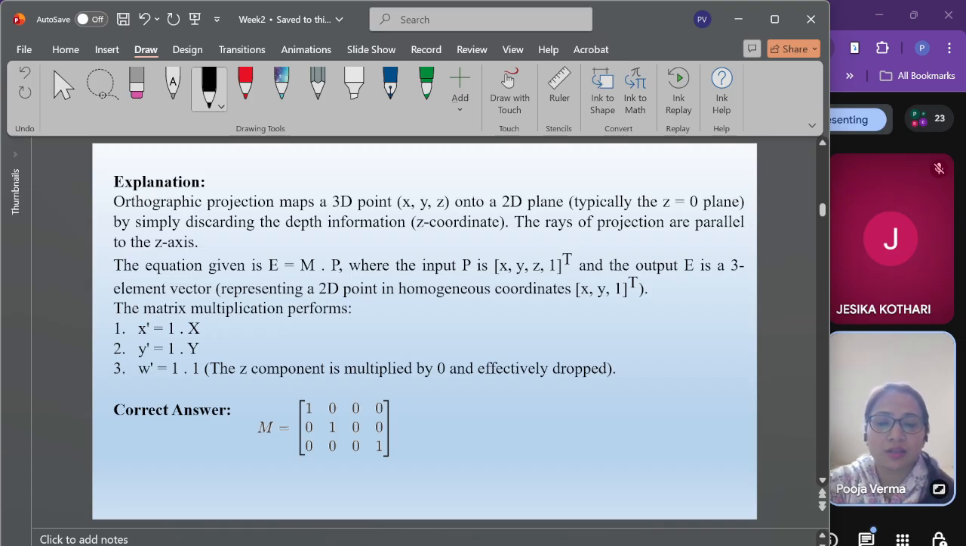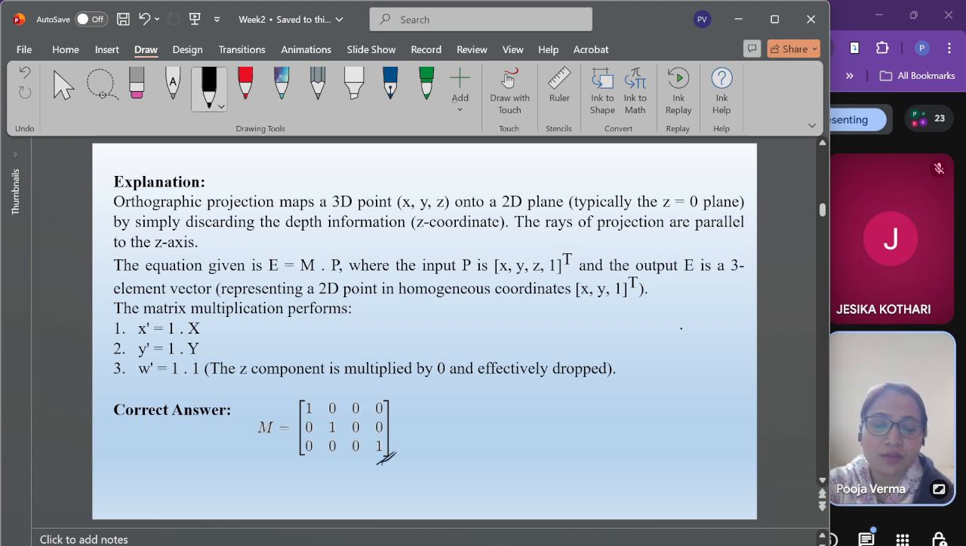So the equation that is given is E is equal to M p, where the input p is the homogeneous coordinate point, that is x y z 1, and the output E is the three element vector, representing 2D points in homogeneous coordinates. So in the matrix multiplication, for the new points, x dash is 1 into x, and y dash is 1 into y, simply multiplying by 1.